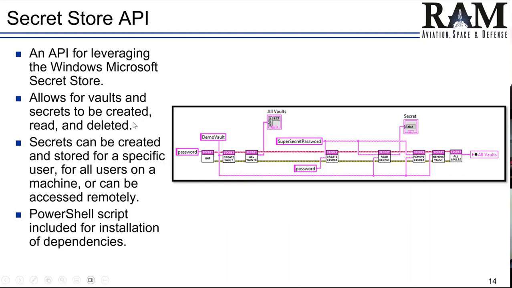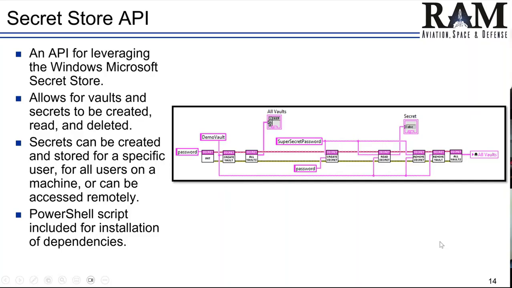Here's a simple example where I'm just creating a vault, returning a list of all the vaults, creating a secret in there named super secret password, and the actual value of that super secret password is password. Here I can read that secret by name. So I can say, hey, I want to read super secret password in vault demo vault, and it returns this value of password. And then I can go delete them.